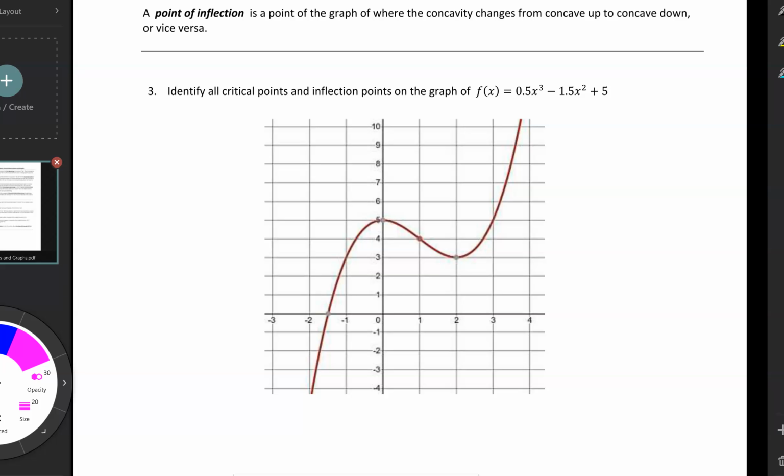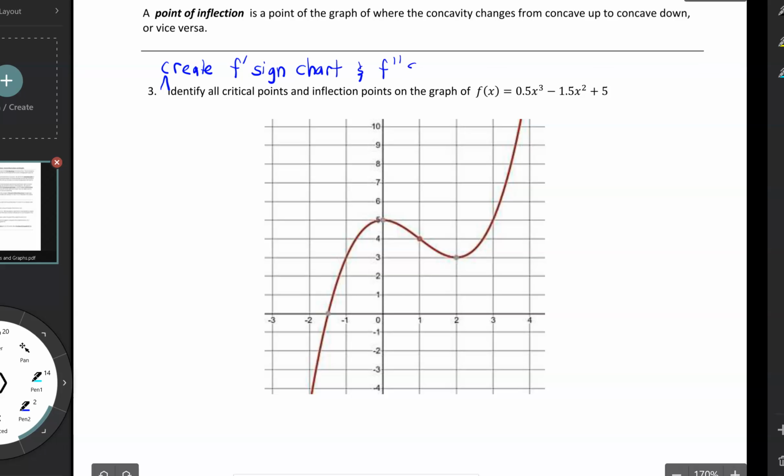And what I want to do here, I'm going to add some instructions. We're going to create an f prime sign chart and an f double prime sign chart. We're going to create those. And then we're going to talk about these new vocab words, critical points and inflection points. We're going to talk about them.